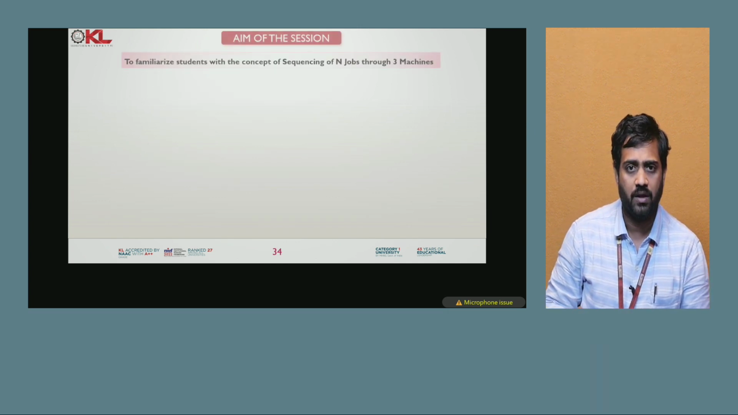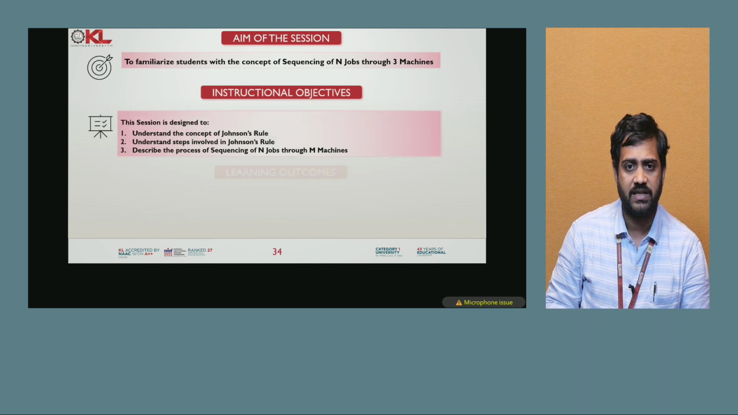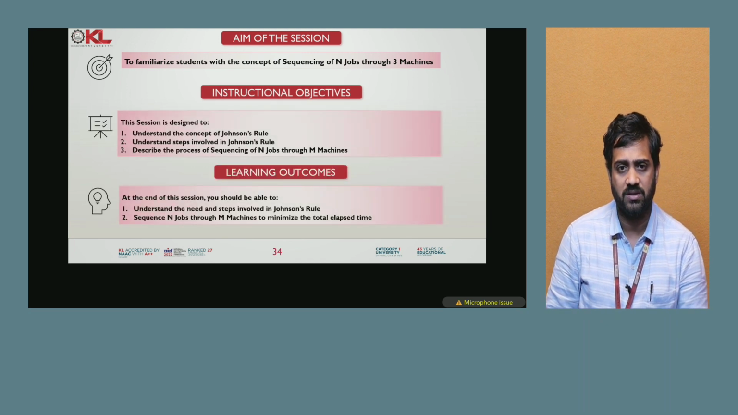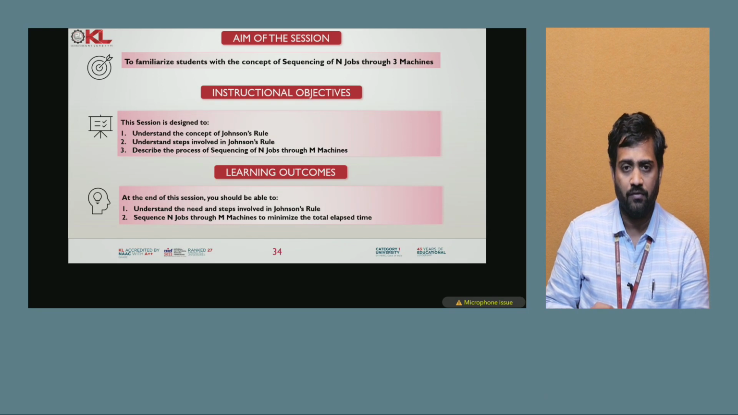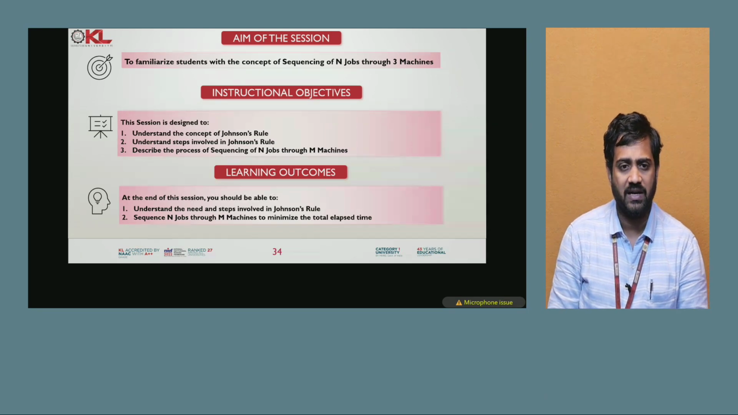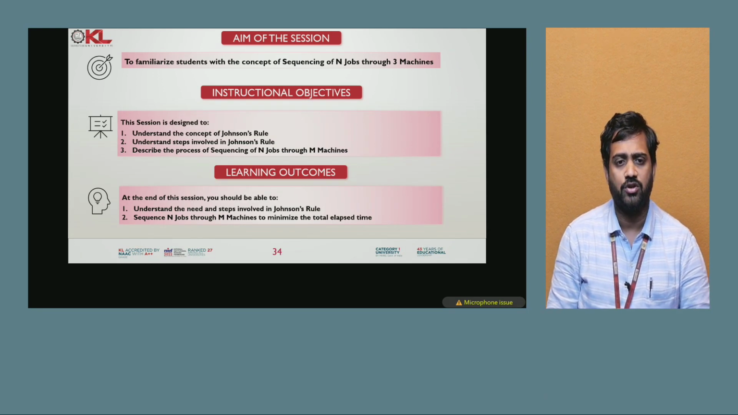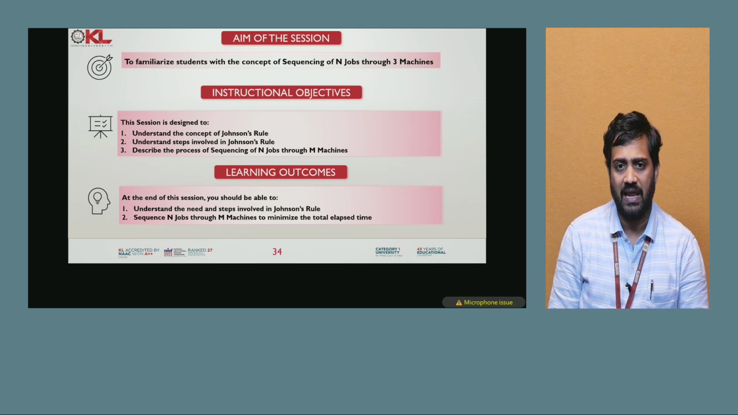So the aim of the session, objectives and the outcomes are this. Finally, the outcome to be expected is that the student should be in a position to sequence n number of jobs through m machines to minimize the total elapsed time.